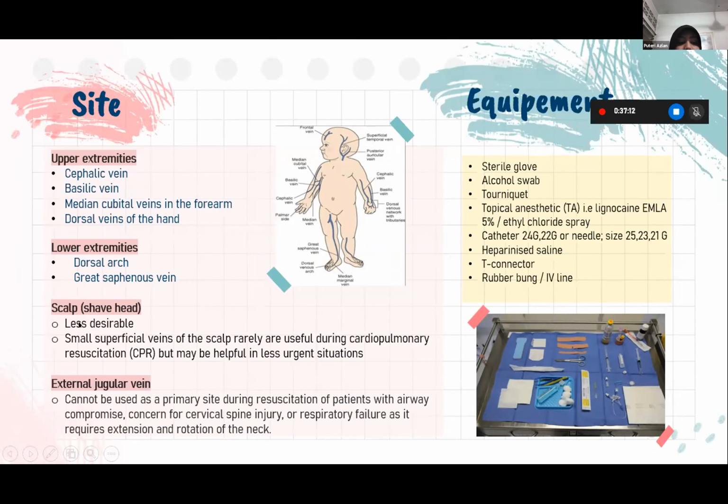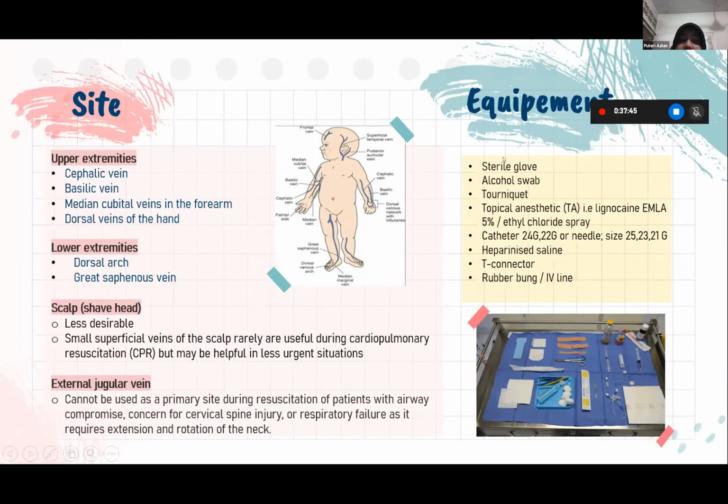And for the scalp, we can use it, but it's less desirable because we have to shift the baby's head, and then the parents might be afraid because there's a needle in the head. The small superficial veins of the scalp are rarely used during CPR, cardiopulmonary resuscitation, but may be helpful in less urgent situations. And lastly, the external jugular vein. It can be used, but it cannot be used as a primary site during resuscitation of patients with airway compromise. There's a concern for cervical spine injury or respiratory failure because it requires extension and rotation of the neck.